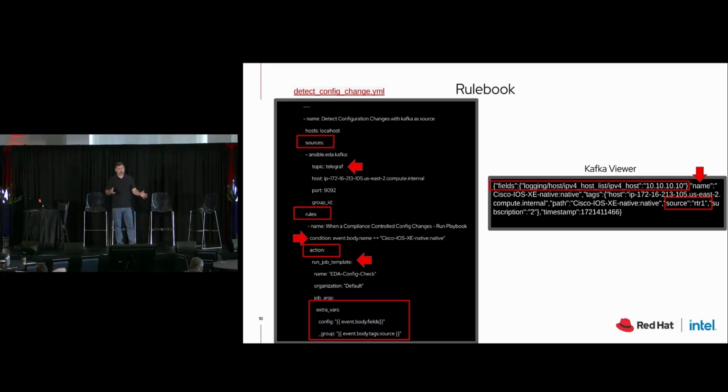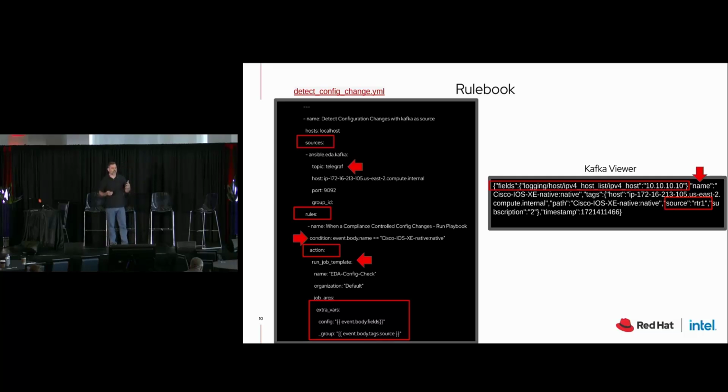And then what's important below that are the rules. So this is how we want to detect in the data a condition that means something to us, and then we want to provide an action. So if we look at the rules, you can see that in the condition, we're pointing to the body of the data that comes in, and to the right, you can see there's a Kafka viewer. So this is just the raw data. If you look at the arrow, the down arrow, it's pointing to name. So name is defined as Cisco iOS XE native:native. So that means that we have a Cisco configuration coming in. So that's the condition. When we see that come in, then what we want to do is invoke this action.